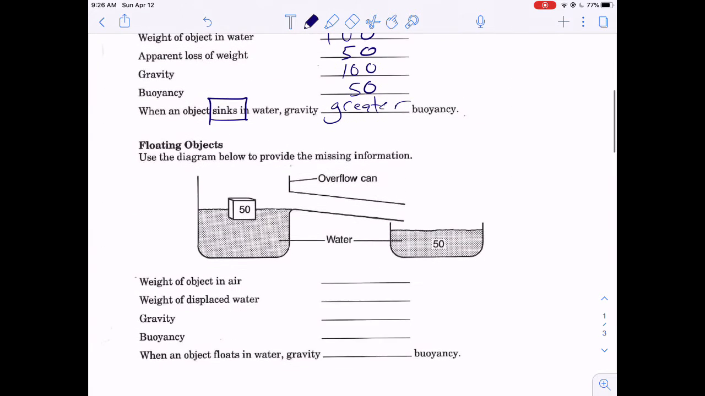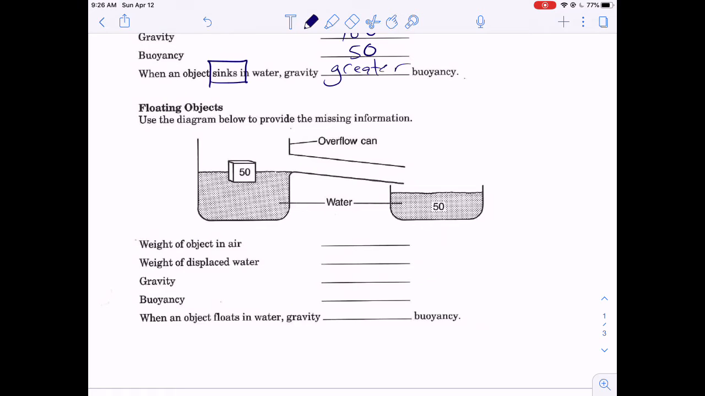Now, for objects that float, use the diagram below to provide the missing information. There's this block that seems to be floating on the water, and it weighs 50. At the same time, the water that it displaced is also 50. 50-50, right? So the weight of the object in the air was 50. Well, what's the weight of the displaced water? It's also 50.